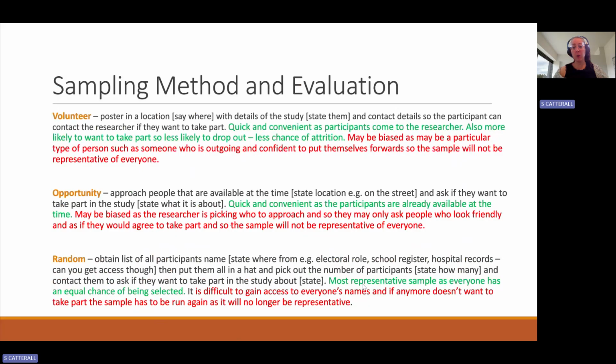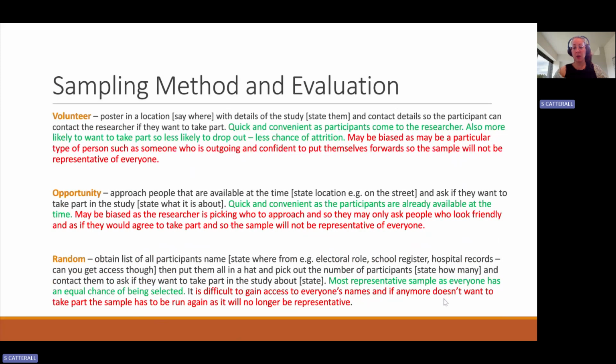And then for a random sample, it's the most representative sample, because everyone's got an equal chance of being selected, and that's the definition of random, which is why you need it. Again, you might just be asked for the definitions of these as well. And then we've got issues. It's difficult to gain access to everyone's names, because who can get access to hospital records or a school register?